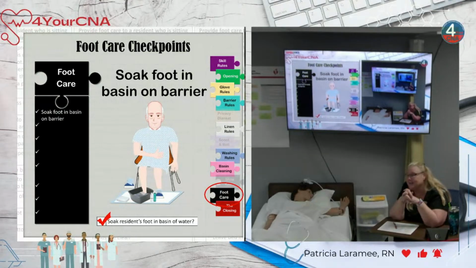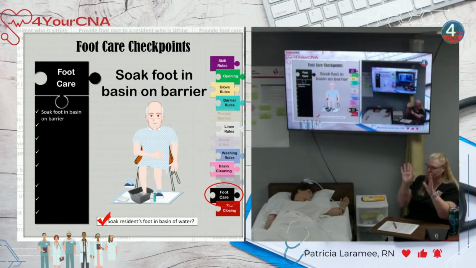Now, that was only 10 seconds, and it's awkward. We're not doing that for the test. We're just putting the foot in the basin. Okay. In a clinical setting, you do want it to soak. No specific time. Get them soaking. Go take care of somebody else.